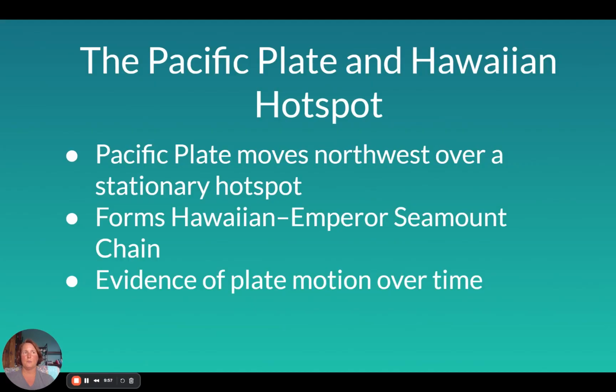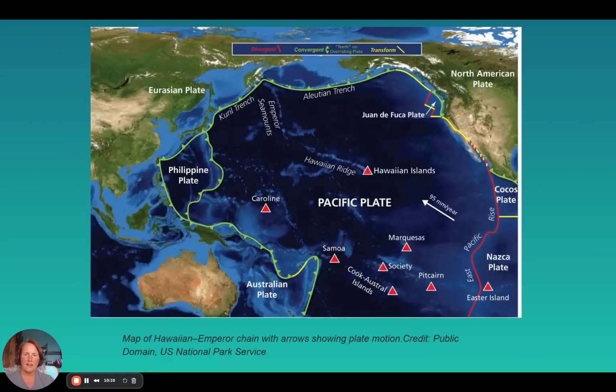So the Hawaiian Emperor Seamount chain, we're going to look at a map of that in just a second, essentially records millions of years of motion of just a few centimeters per year for millions of years. So we can look at here, the red triangle is where the Big Island is now, where the active volcanoes are. And you can look at these ridges over time.